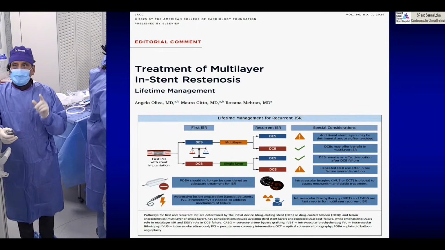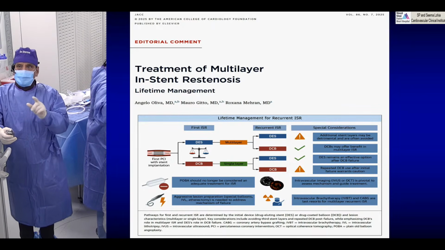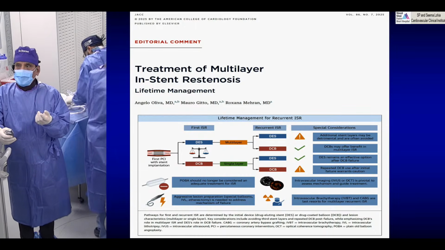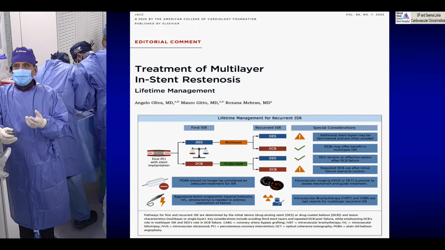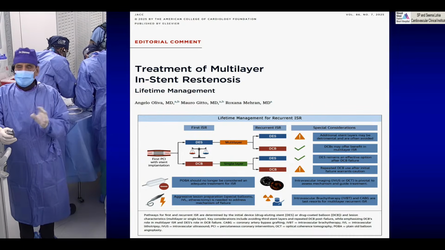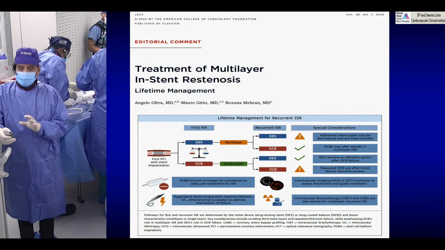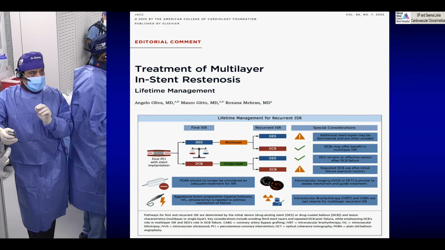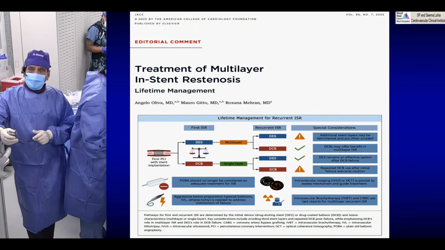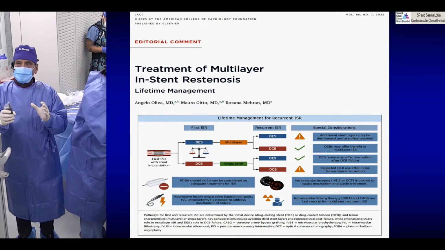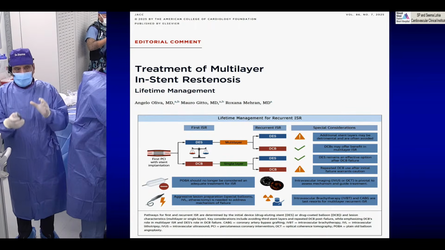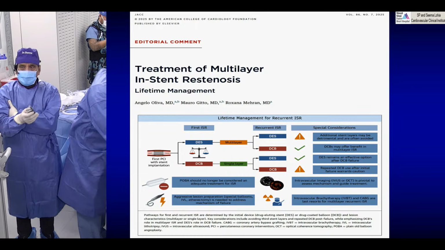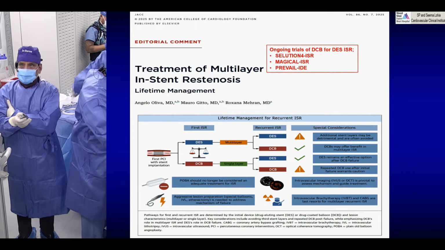Second, if you have a DCB and came back with ISR after the first DCB, it leaves you the chance that you do a DES. Whether you can use another DCB, we do not know, and I would not say that is a strategy. Second, these lesions have to be optimized appropriately by plaque modification, whether using atherectomy or cutting balloon; pure balloon angioplasty does not work, as we know.